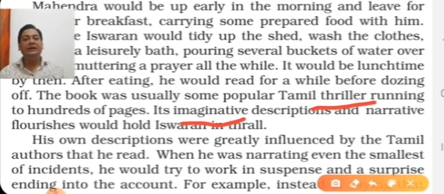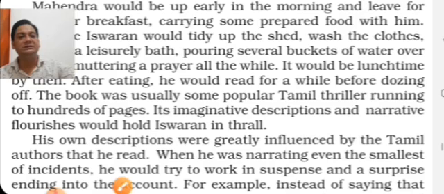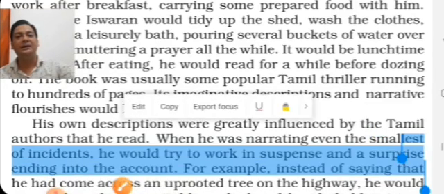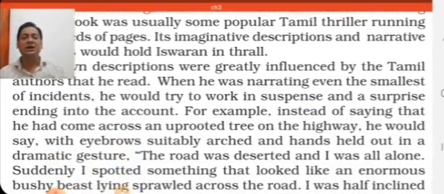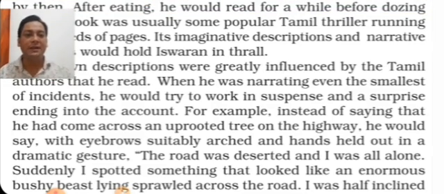When he was narrating even the smallest of incidents, he would try to work suspense and surprise into the account. So whenever he is explaining any small matter, he tries to explain it full of suspense and surprise. Whether a small incident, whether he is just going to bathe, or going to cook, whatever incidents happen in his daily routine, he explains to his boss in a very imaginative, surprising, and suspenseful way.